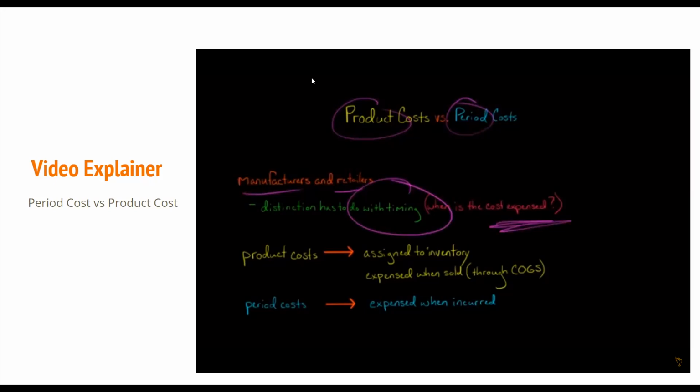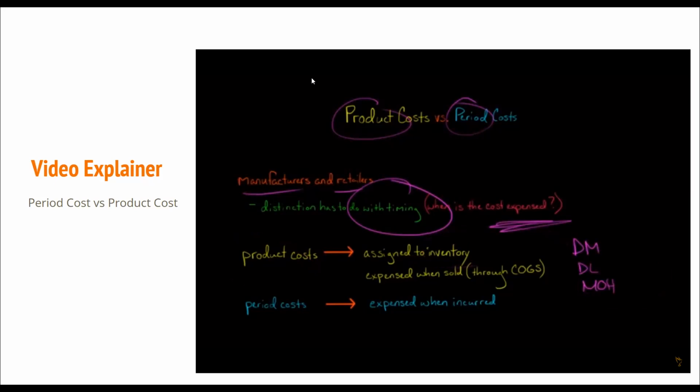So product costs are costs that are assigned to the company's inventory account. So they're going to go to the balance sheet. They're not going to immediately be expensed. So if we take a manufacturer, we're talking about costs like direct materials, direct labor, manufacturing overhead. These are all manufacturing costs. Manufacturing costs are product costs. They're going to be assigned to the company's inventory account. They're going to be capitalized. They're going to show up on the balance sheet.